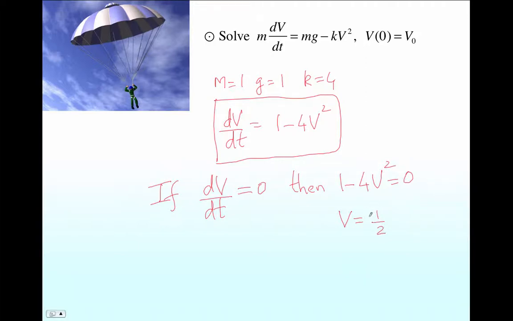It can't be minus half because this is speed. So when the speed stops changing with time, then that speed will have to be half, and that's called the terminal velocity, or terminal speed, if you like. And notice that it doesn't matter what v0 is. So how are we to understand this fact in detail? Let's then solve this equation here.